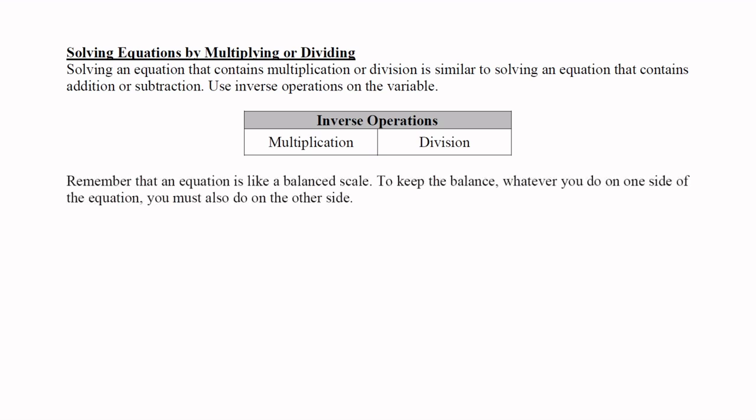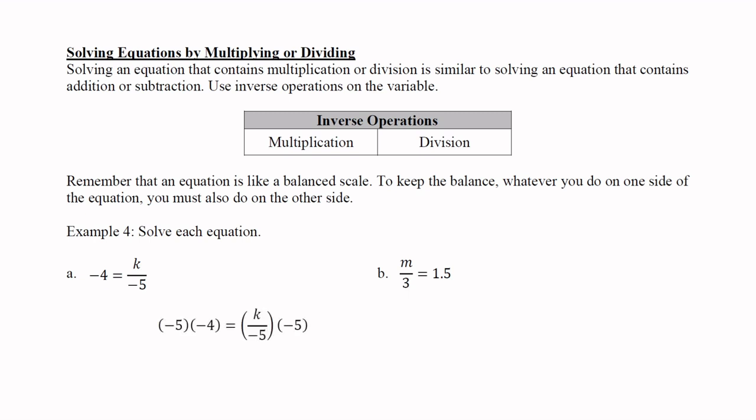Remember that an equation is like a balanced scale. To keep the balance, whatever you do on one side of the equation, you must also do to the other side. So in example 4 here, we're going to solve each equation. In A, we have k divided by negative 5. To get rid of that negative 5 on the bottom, because we're dividing, we need to multiply each side by negative 5.